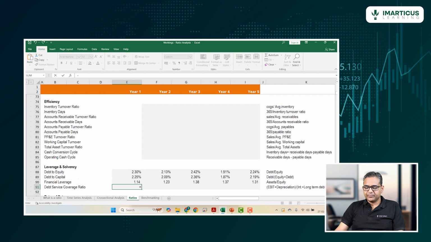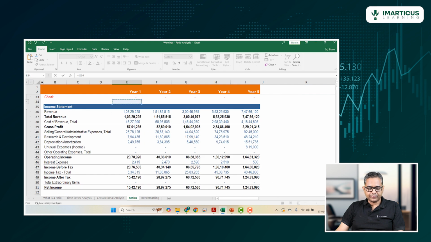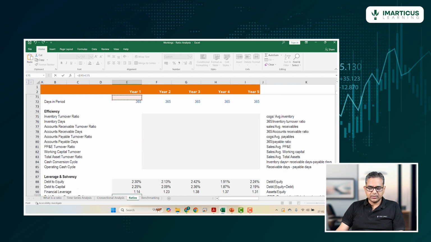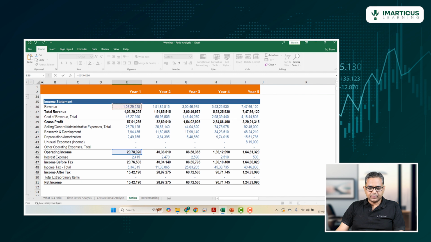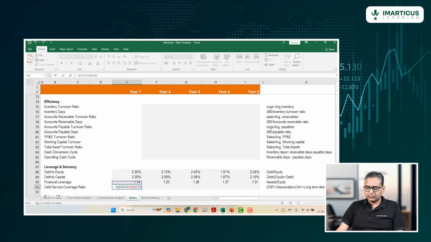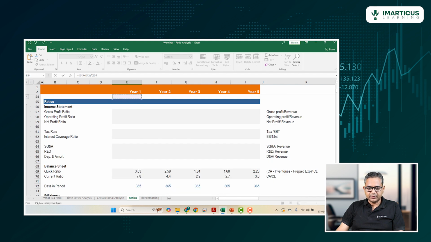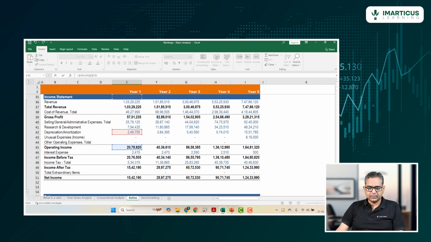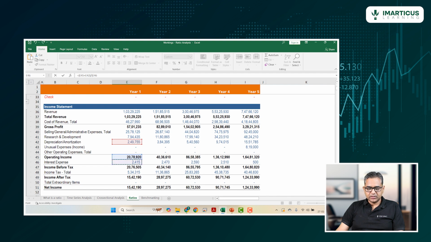And lastly, we have debt service coverage ratio, which is EBIT plus depreciation upon interest plus long-term debt. So first, let's do EBIT plus depreciation. This is EBIT plus depreciation, divided by interest expense plus long-term debt.